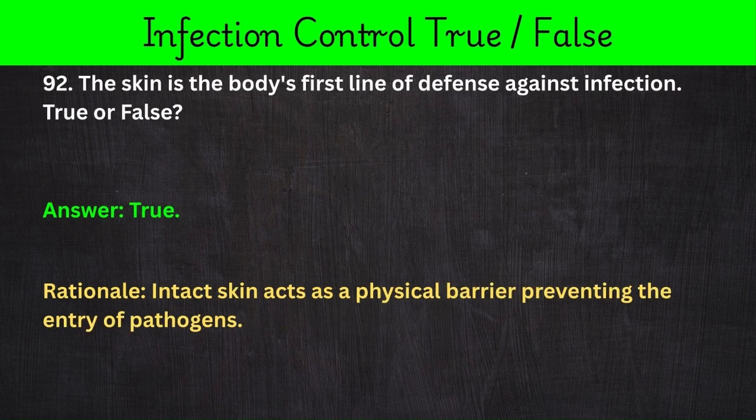92. The skin is the body's first line of defense against infection. True or false? Answer: true. Rationale: intact skin acts as a physical barrier preventing the entry of pathogens.